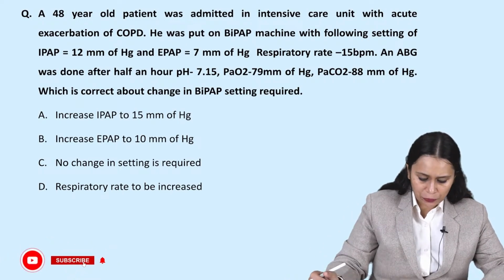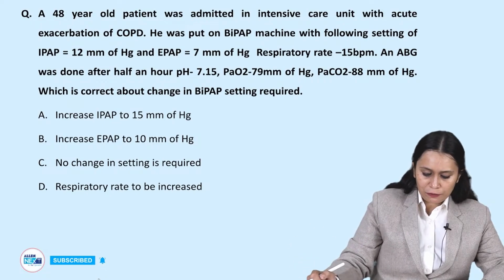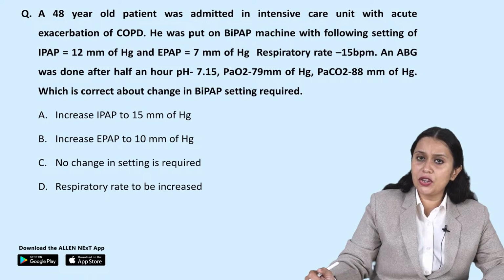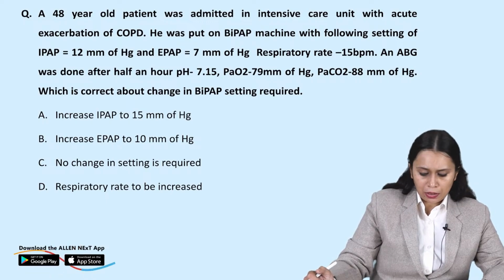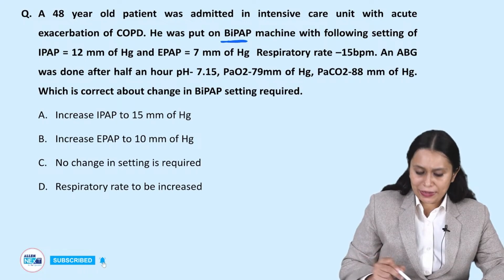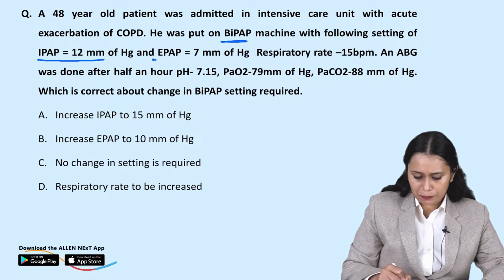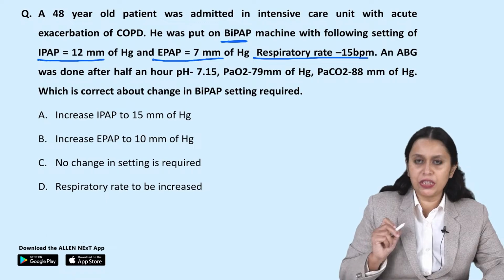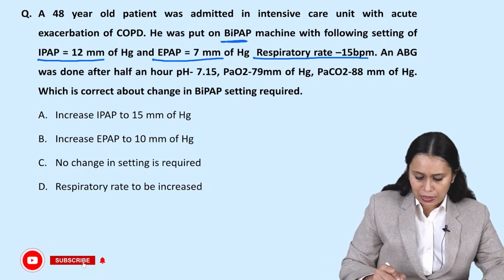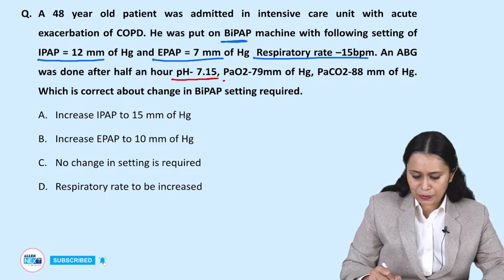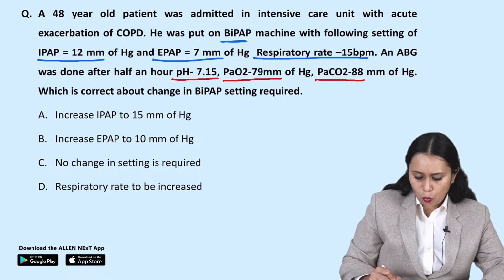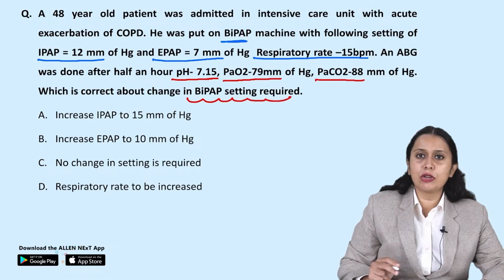So what is the question? A 48-year-old patient was admitted in ICU with acute exacerbation of COPD. He was put on BiPAP with the following settings: IPAP 12, EPAP 7 and respiratory rate 15. After half an hour, an ABG was done and his pH was 7.15, PaO2 was 79 and PCO2 was 88 mm of Hg. Now, what change in the BiPAP setting is required?